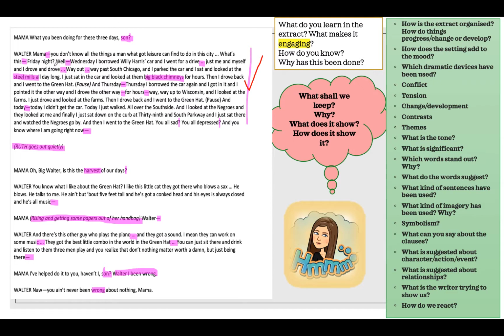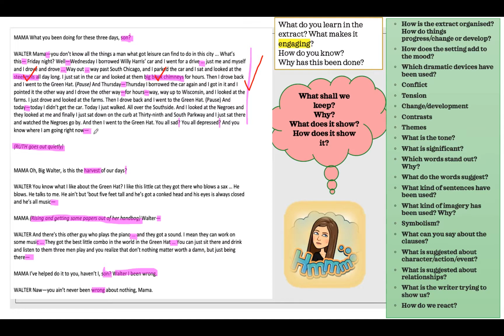I'm also going to keep his reference to steel mills and big black chimneys, because I think this imagery really represents the despair that Walter feels, and it would be quite good to compare this to the joy and the exuberance that he feels later on. So I'm also going to keep these selections right here.